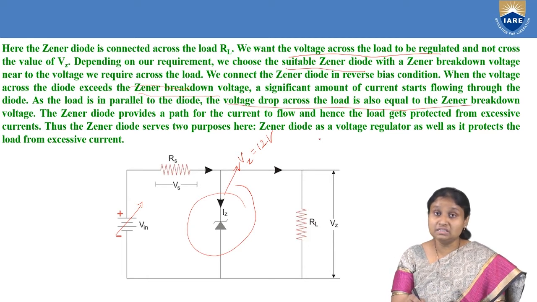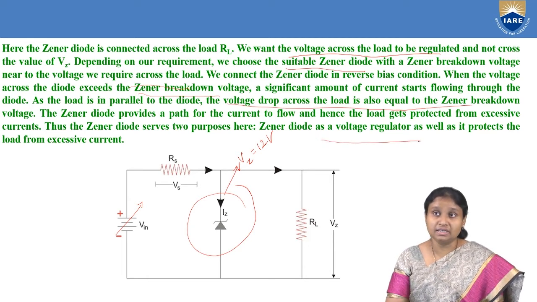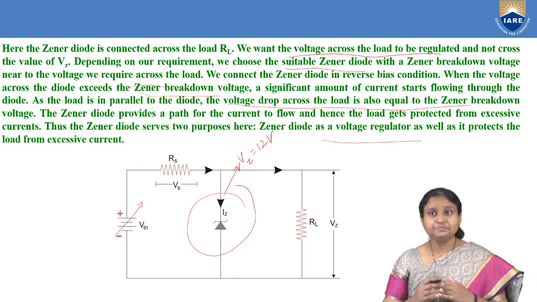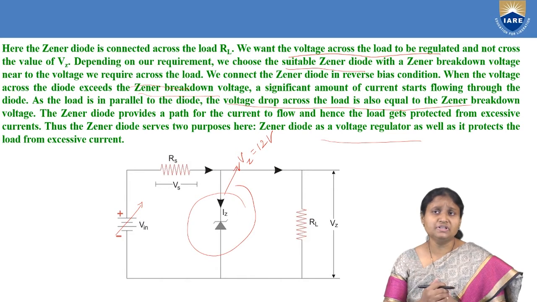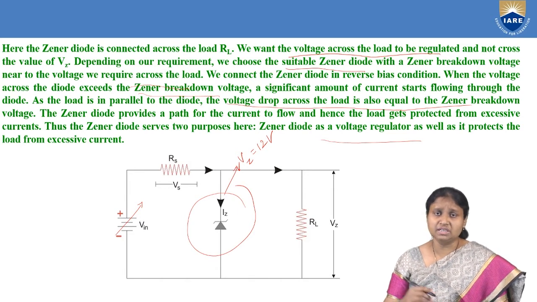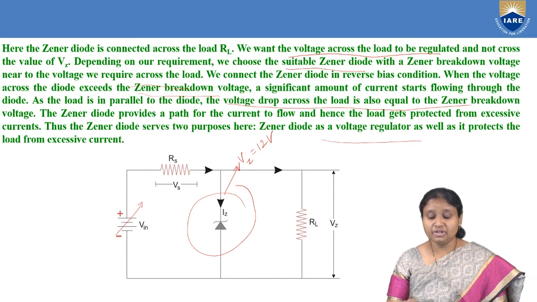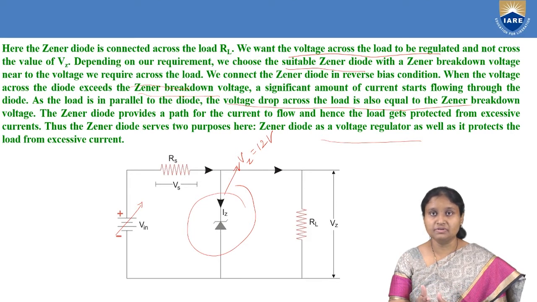That's why the Zener diode not only acts as a voltage regulator, but also protects the load from excessive current. Different Zener diodes are used for different voltage regulations, and that depends upon the Zener voltage values. Always when we have to use them, we have to connect one resistor in parallel to this Zener diode. Whenever the voltage exceeds the Zener voltage, this load resistor will provide a path, and there won't be any flow of excessive current across this load.